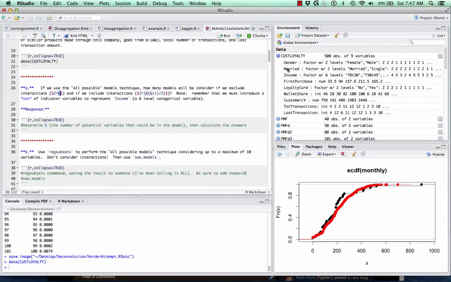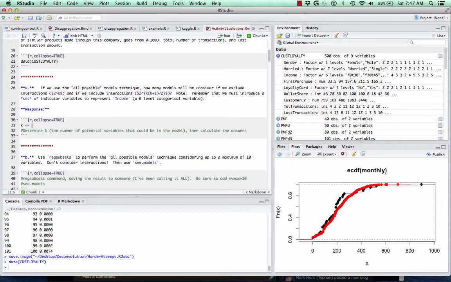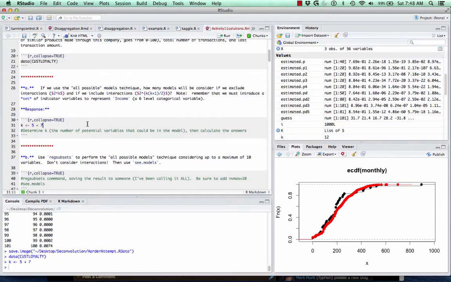Gender and married are just categorical with 2 levels, so they can be represented by a single indicator variable. But income has 6 levels, and so needs 5 indicator variables to represent it. So k in this case would be that 5 for income here, and then just one variable for the others. 1, 2, 3, 4, 5, 6, 7 total. So k would be equal to 12 in this case.